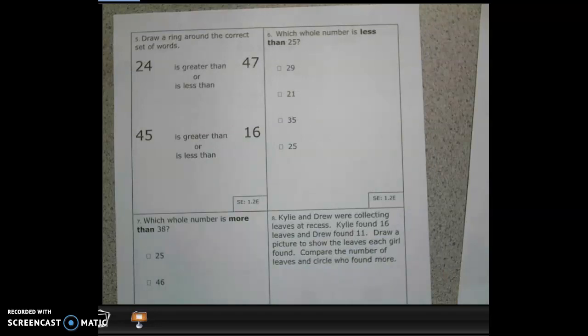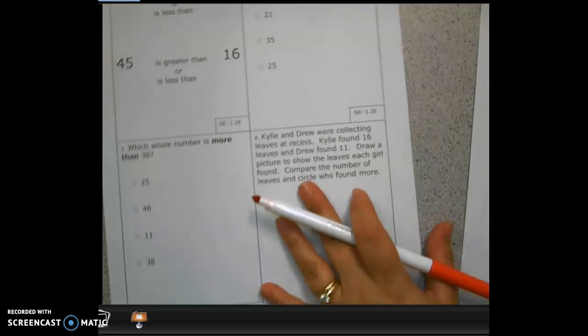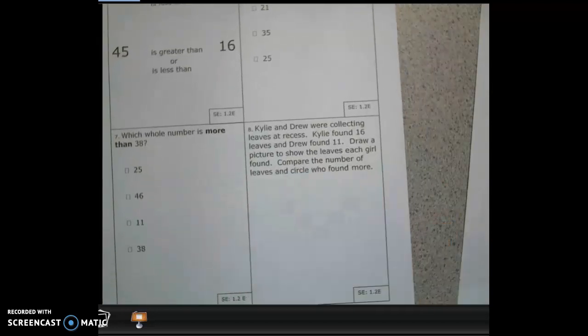Which whole number is less than 25? Less than. Does less mean the number is going to be bigger or smaller? Smaller. Very good. Which whole number is more than 38? Is the number going to be bigger or smaller? Bigger. When we're saying more, then we're looking for that bigger number.